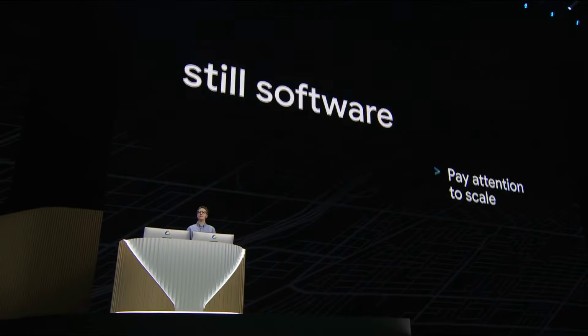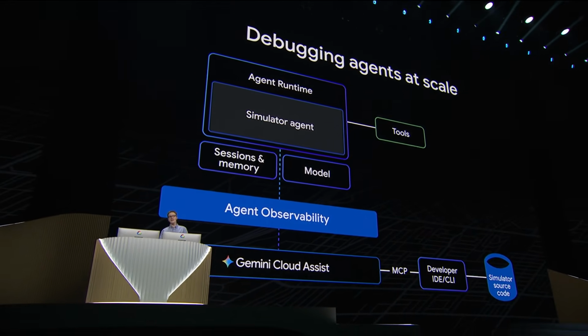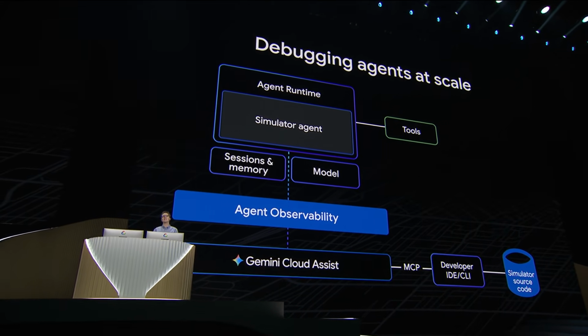Google Cloud uniquely provides a full observability suite for your agents. Cloud Assist and your coding agent don't just identify issues in these systems. They proactively fix the problems that they find.